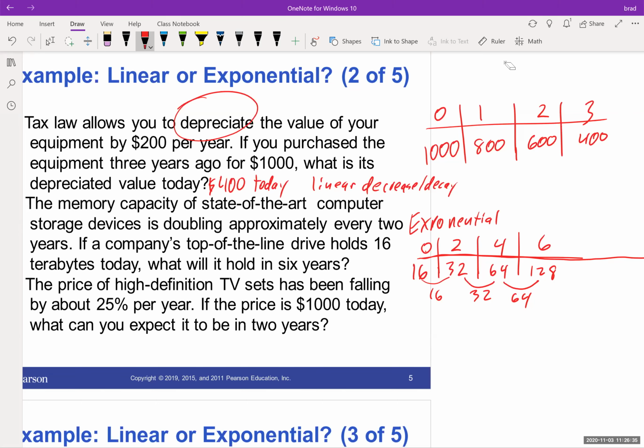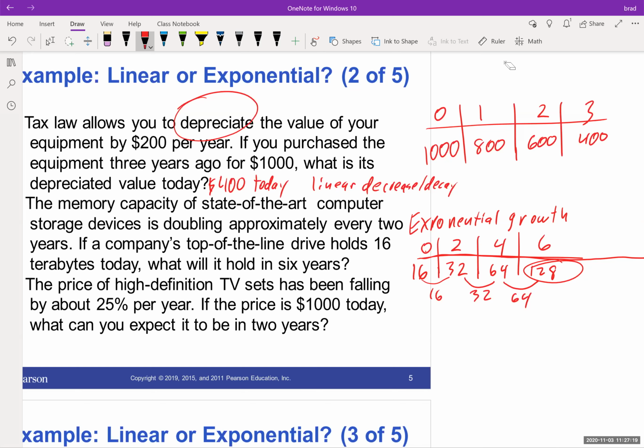So this is a way without using percentages. Now, technically doubling is 200%, but they could try to sneak this past you because they didn't use the word percentage. But if you write out the table, you can see that it's not the same amount each year, right? It's changing by a different amount for each time frame that we're worried about. We're worried about every 2 years. So I did 0 years, 2 years, 4 years, and 6 years. That's exponential growth. And we would expect it to be 128. So we'll end up with 128 terabytes after 6 years.